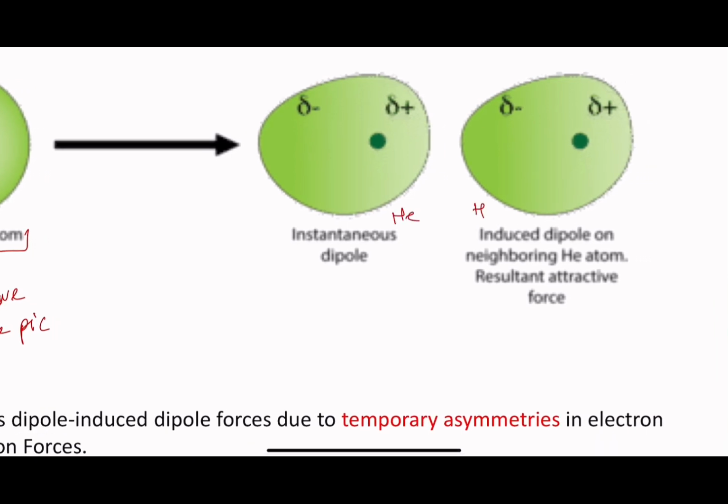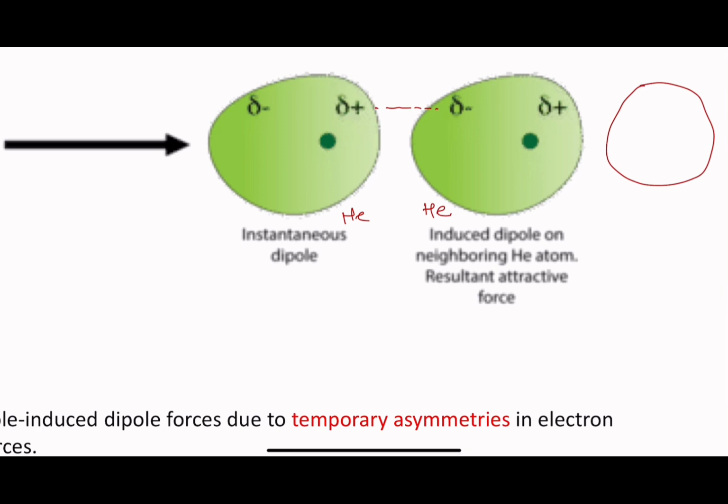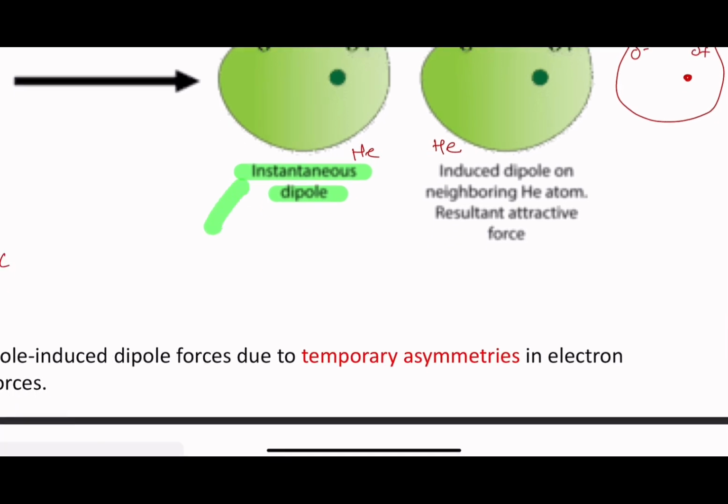This is helium and this is helium 2. So this gets pulled by the positive, okay? And then you have another one where you have a partial negative and partial positive, and this is pulled by another one, okay? So we can say that London dispersion forces are instantaneous dipoles, okay? Instantaneous means momentary, for a moment.